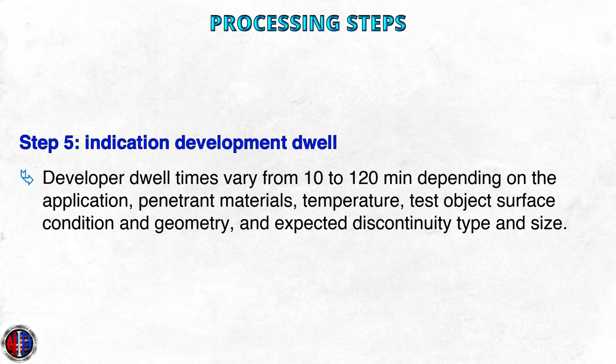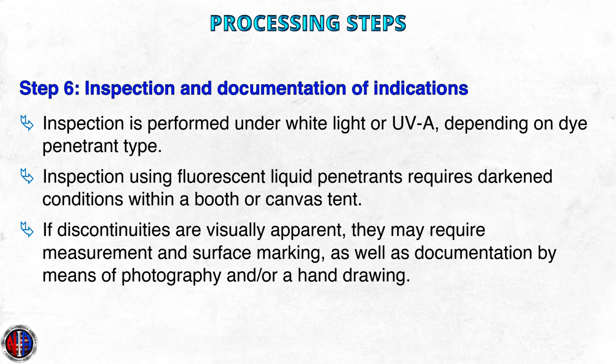Step 5. Indication development dwell. This step also requires a wait time after the part and developer are dry to sufficiently wick the trapped penetrant out of surface discontinuities. Dwell times vary from 10 to 120 minutes depending on the application, penetrant materials, temperature, test object surface condition and geometry, and expected discontinuities type and size. In some instances, discontinuities may appear immediately after the developer is applied and dry, thus the part should be observed as the indications develop.